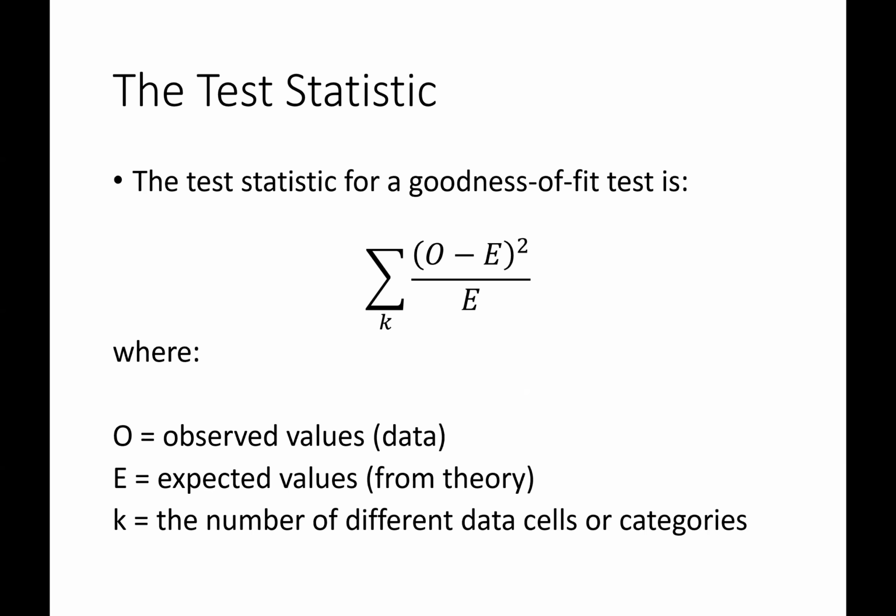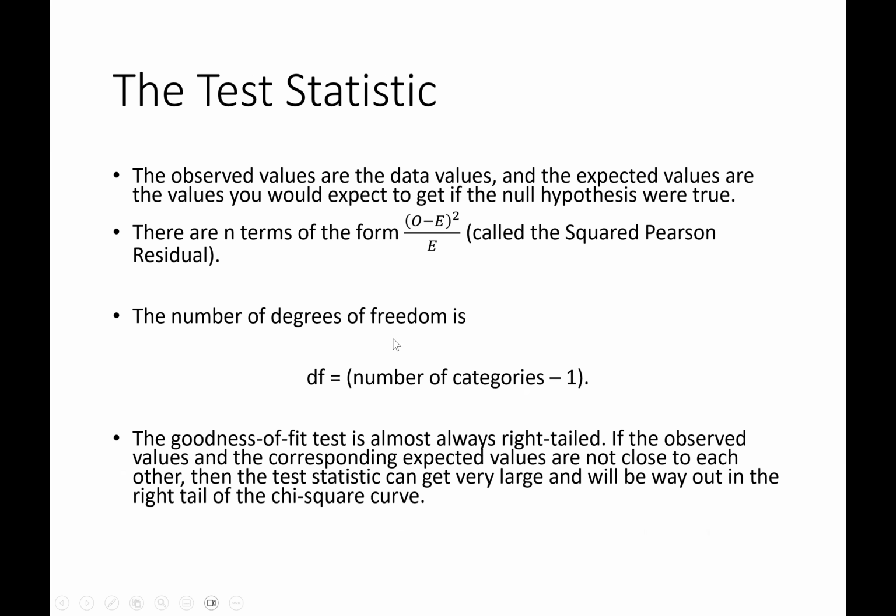And so you take this observed data, you subtract what you expect, and you divide it by what you expect, and then you sum those all up. And you'll see what we mean when we do an example. The observed values are the data values, and the expected values are the values you would expect to get if the null hypothesis were true. There are n terms of the form O minus E squared divided by E, and this is called the squared Pearson residual. So if in any of your homework it comes up and says, what's the squared Pearson residual? That is what they're looking for.